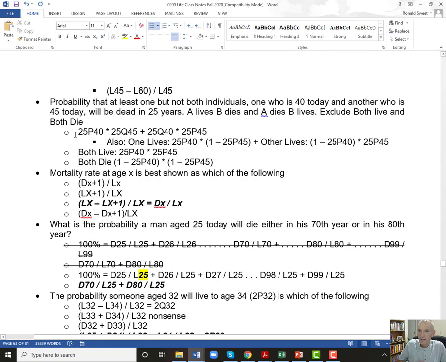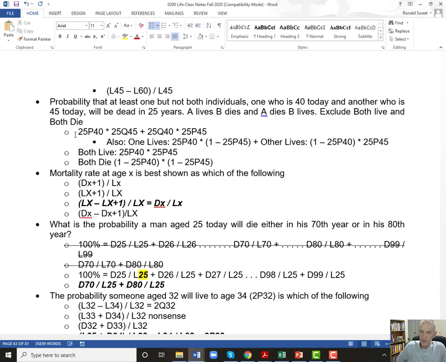What's the probability that at least one but not both individuals, one who's 40, one who's 45, will be dead? So this is a really tricky one. So we're asking one or both. Now this gets a little tricky.